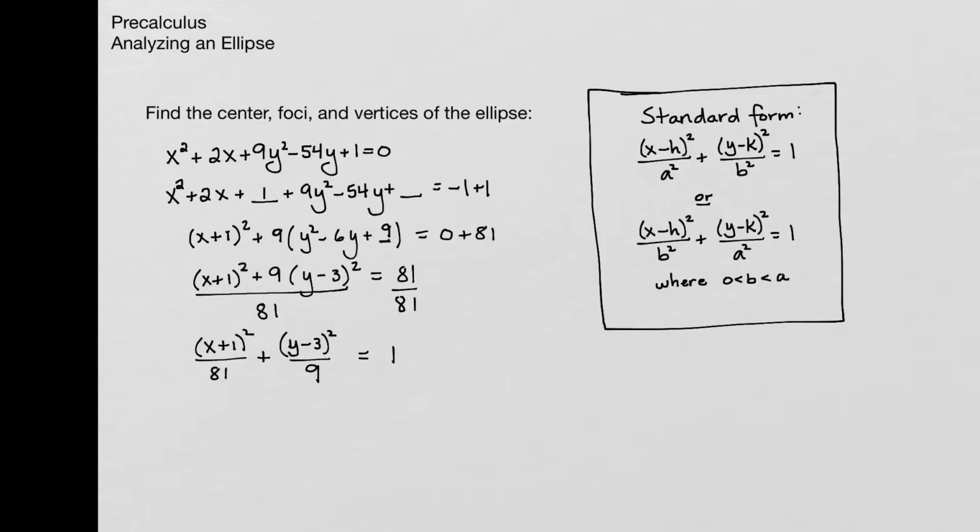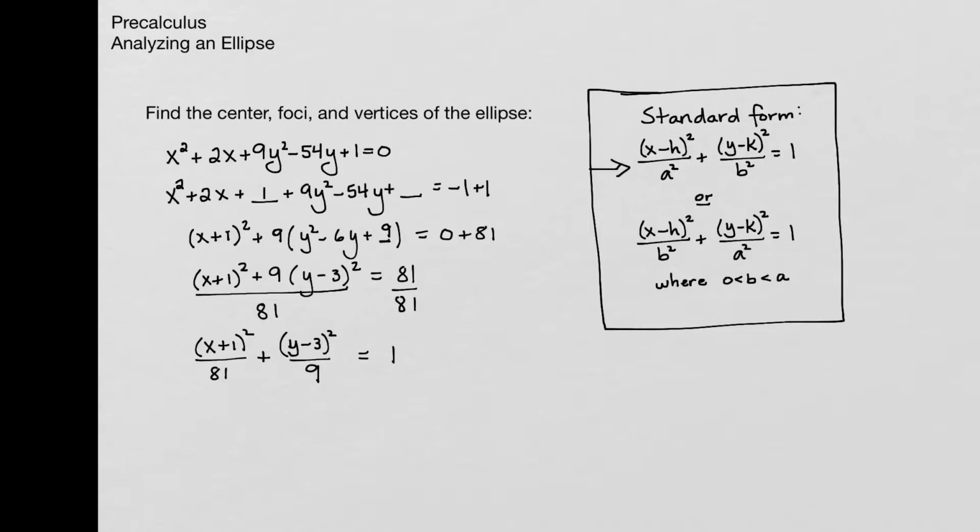So in the denominator. So now I'm in standard form, and I can see that the denominator of the x part of the equation is larger than the denominator of the y part of the equation. So we have this type, where a squared is under x. So now I'm going to figure out what a squared and b squared are, or a and b are.